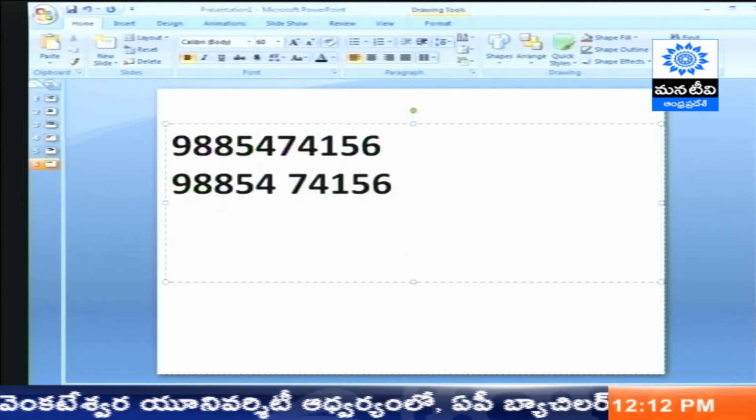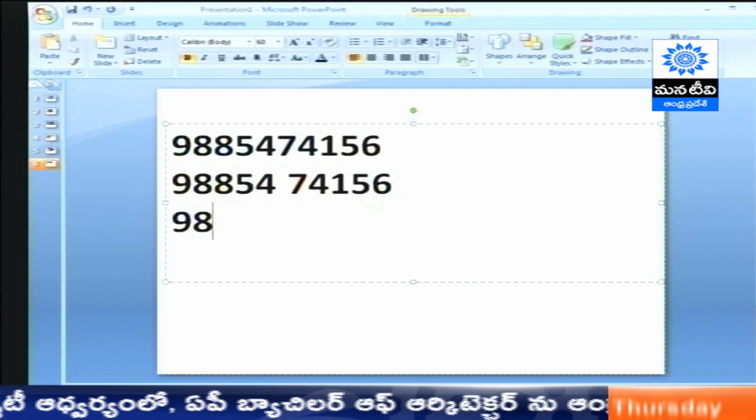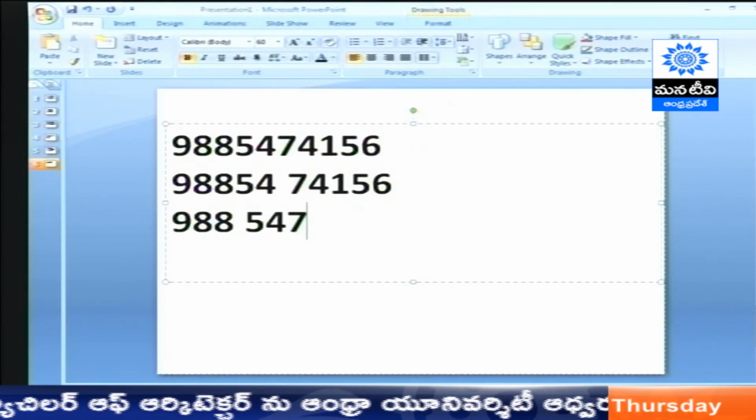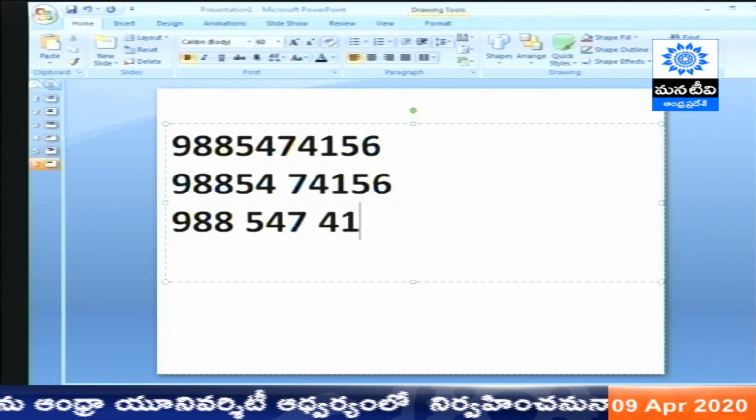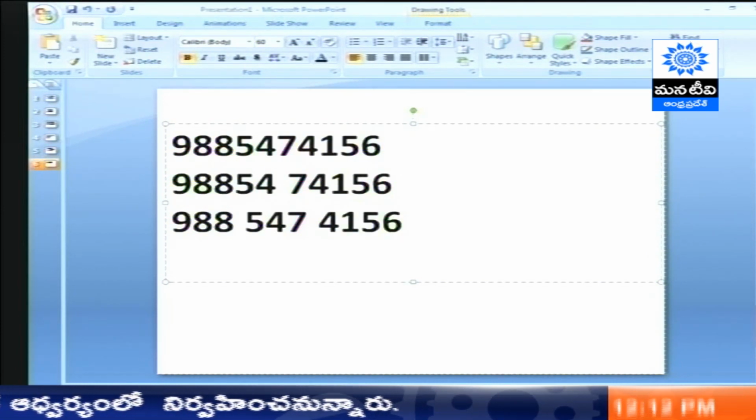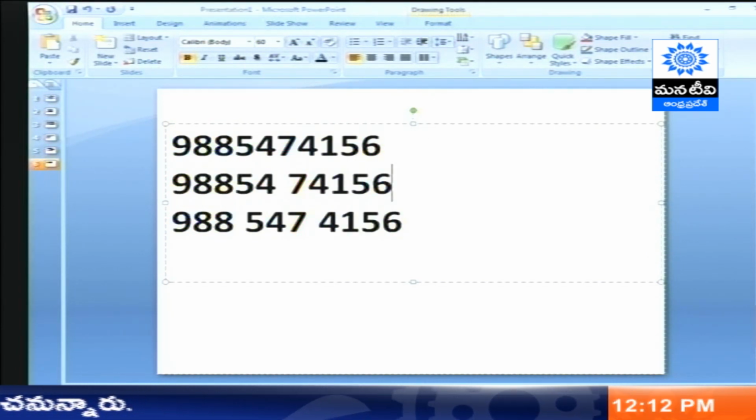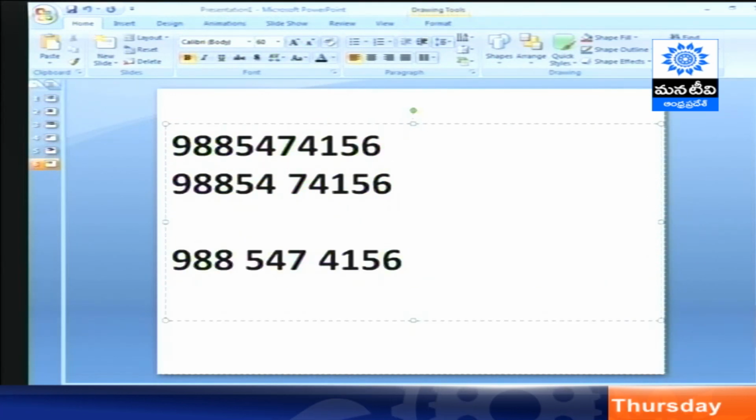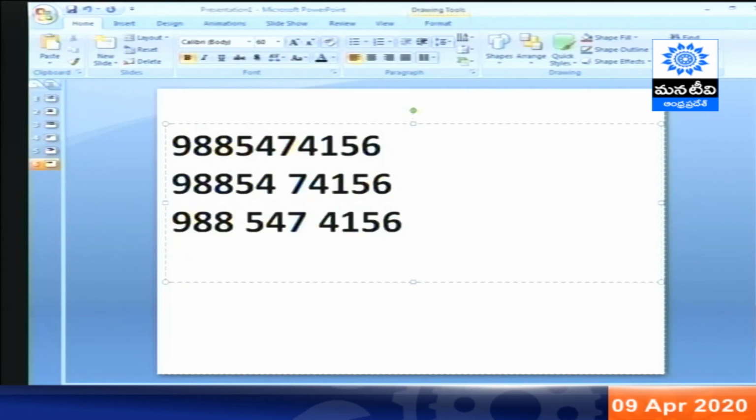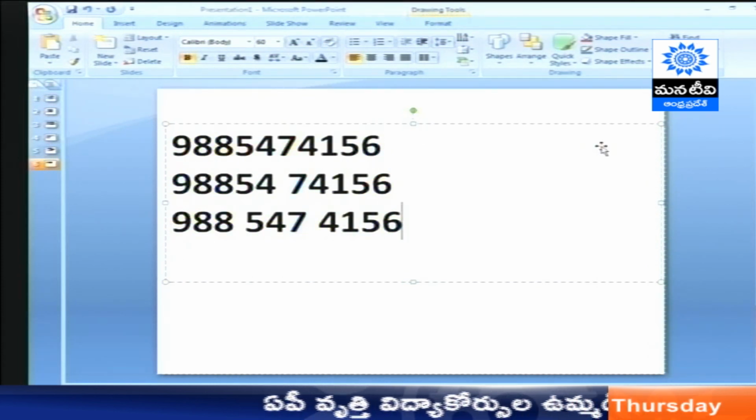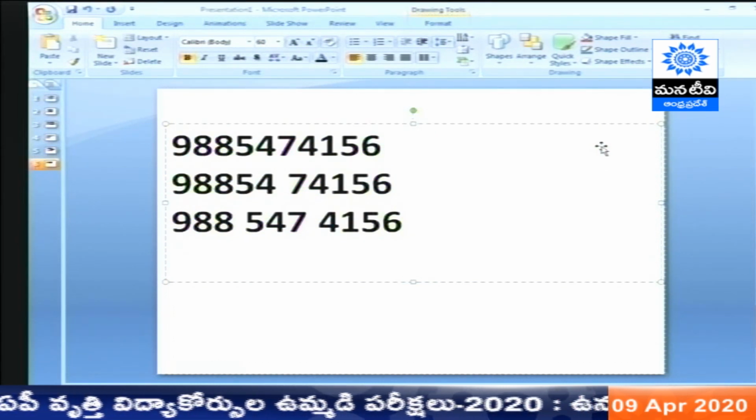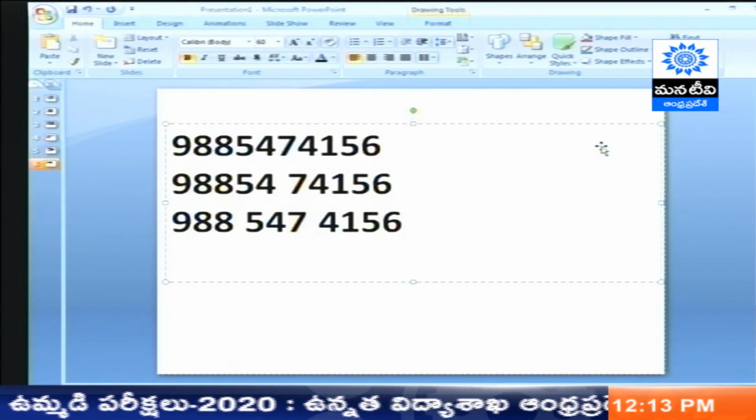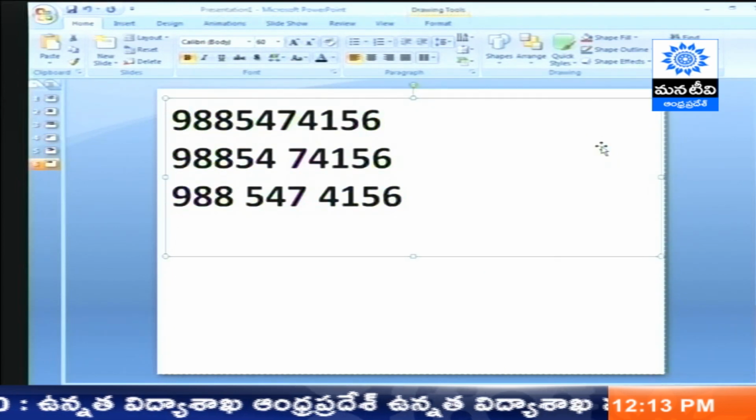How do I do that? My number is 988-547-4156. Okay? This is a better way to give the number because it's easier to understand and keep track of. So instead of breaking 5 plus 5, I've broken it into 3 plus 3 plus 4. My number is 988-547-4156. Now this is also a part of intonation.